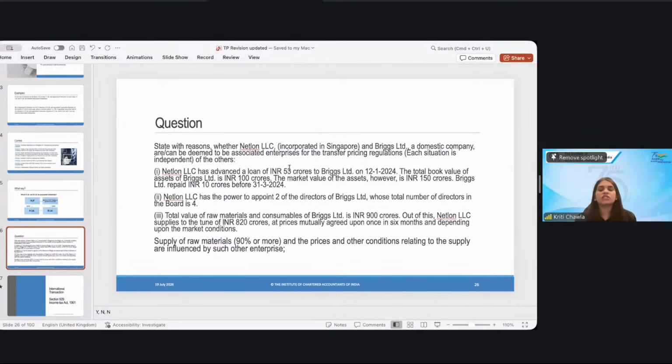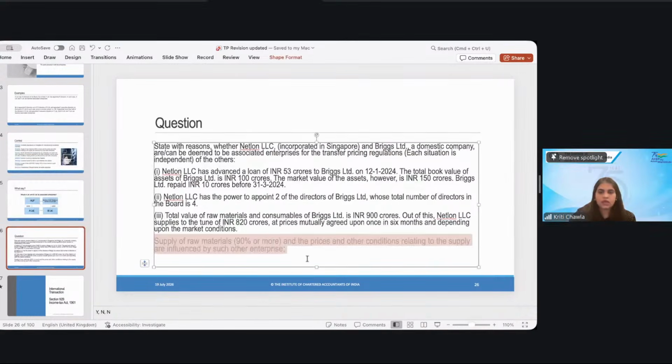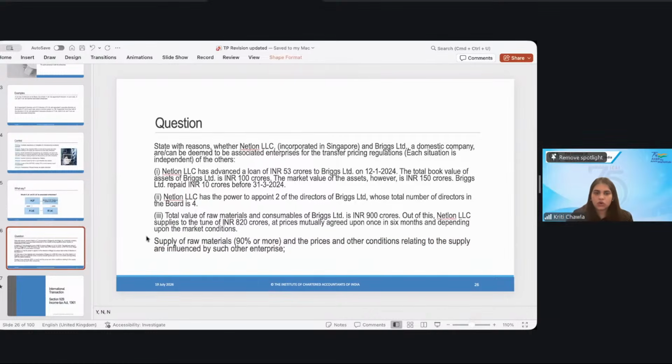And the third one talks about total value of raw materials and consumables of B Limited. It is 900 crores. Out of this, N Limited supplies to the tune of 820 crores at prices mutually agreed upon once in 6 months and dependent upon market conditions. Now, this is where I've stated the law. This is where I've provided the law, right here, and it talks about supply of 90% or more.